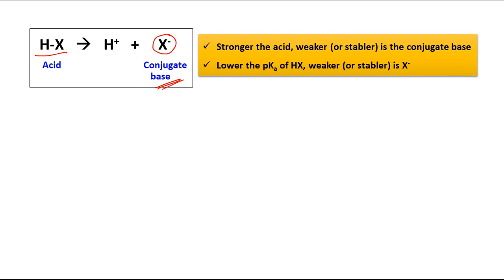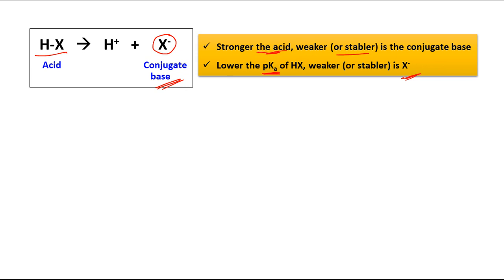So these two statements: stronger is the acid, weaker or stabler is the conjugate base, because then only we can move from left to right, that is we are getting H plus and X minus, the dissociated form of HX. So when stronger is the acid, stabler is the conjugate base. And stronger acid means what? Obviously pKa will be lower. So the relationship of pKa of HX and the corresponding conjugate base is this: the lower is the pKa of HX, weaker or stabler will be X minus.